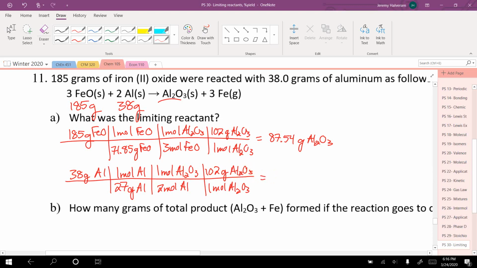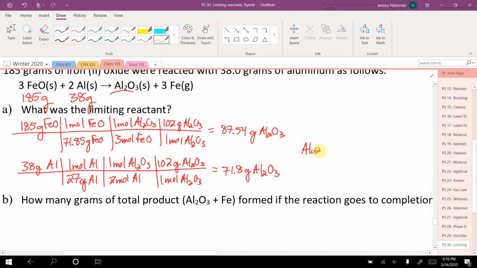So my aluminum could potentially make 71.8 grams of Al2O3. All right, so which is going to be limiting? Well, my aluminum makes less, so aluminum is my limiting reactant. Okay. Do we ever make 87 grams of aluminum oxide? Nope, we don't, because once I make 71.8, I run out of aluminum, and so the reaction stops.